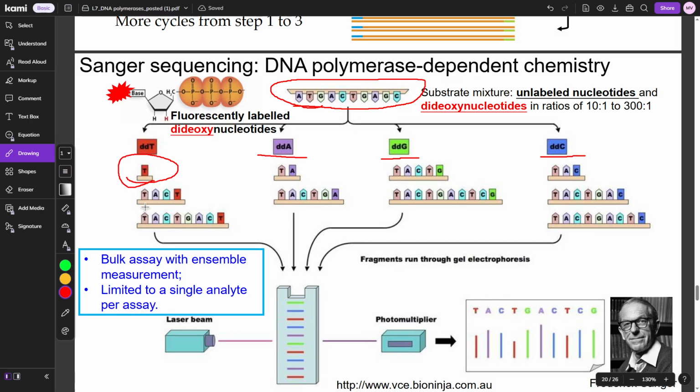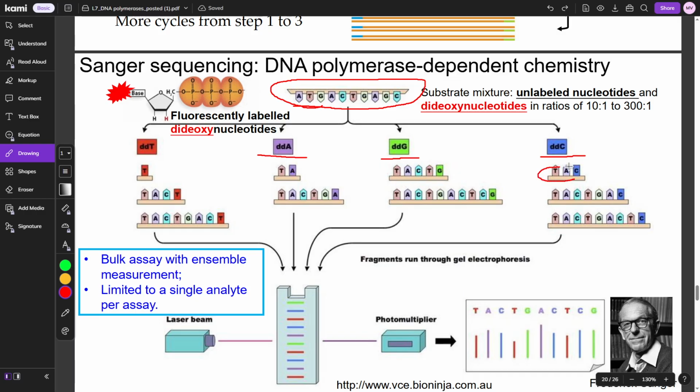Maybe for this next one, for this 2 here, the next T is going to be 3 away. So you're going to bind a normal T, not a dideoxy T, a normal DTTP. And then you're going to bind a normal DATP, and then a normal DCTP. And then you're going to bind another dideoxy TTP, and that's going to terminate the chain. And then you're going to go to the next one. You're going to have a T, A, C, T, G, A, C, and then you're going to bind another dideoxy T. That's going to terminate it here.